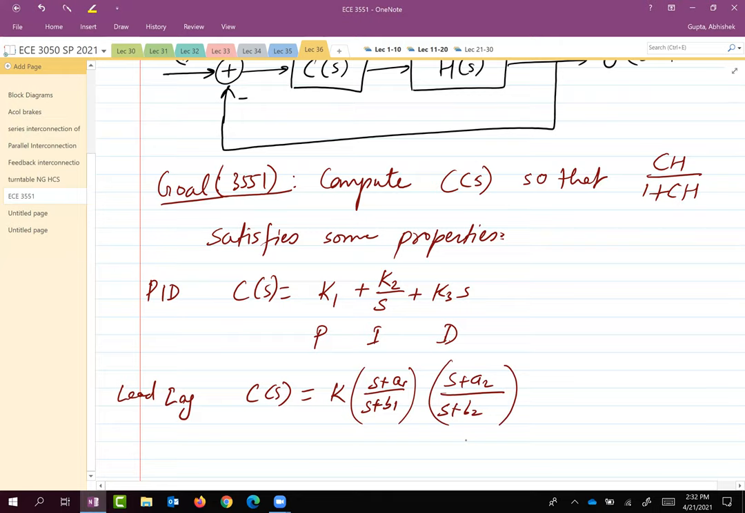So these are the two types of controllers that you will try to design so that your overall feedback interconnected system satisfies some special properties. Those properties will be discussed in greater detail in the 3551 class. Okay, so I just wanted to give you a preview of what you're going to study in 3551. And by designing a controller, what I mean is you try to figure out what the values of K1, K2, and K3 are going to be in the context of a PID controller, and the values of K, A1, B1, A2, and B2 in the context of a lead lag controller.